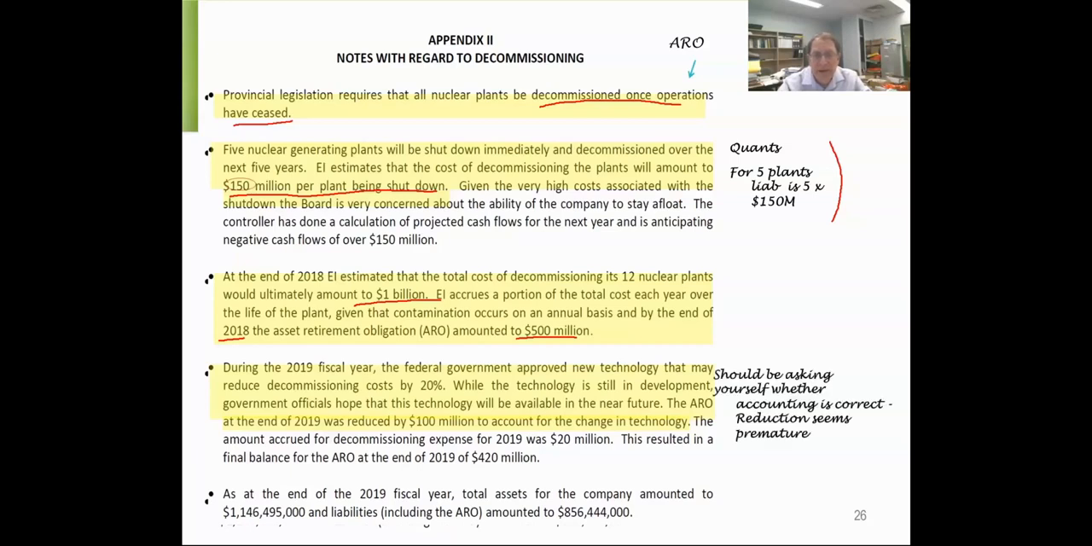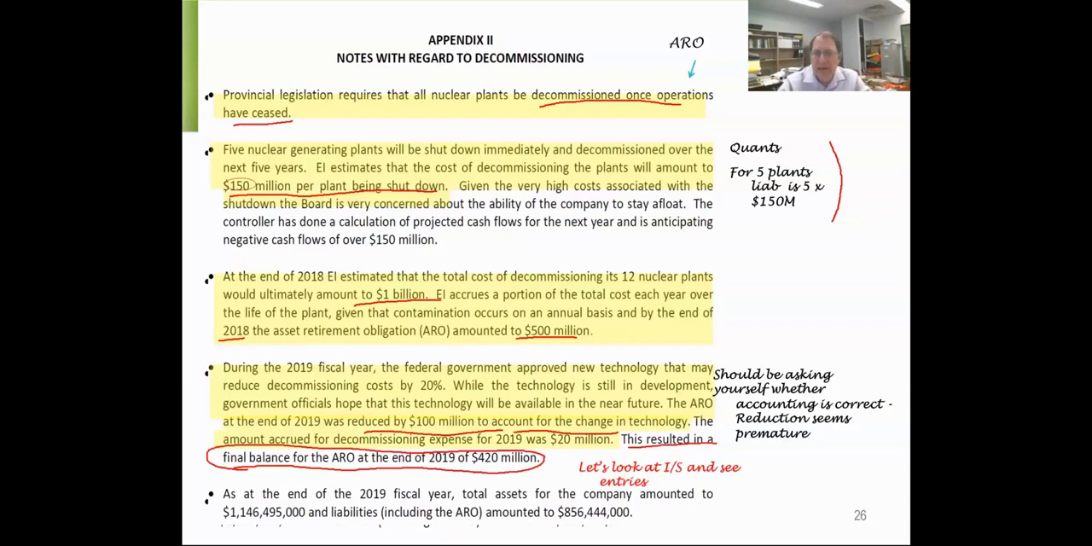Okay. The question here is, is it correct? They reduced the amount by 100 million because of this new change in technology. Okay. I don't know if that's correct. And this resulted, okay, fine. All right. Oh, 1 second. I should have highlighted this, but let me underline it. This resulted in a final balance for the ARO of 420 million.